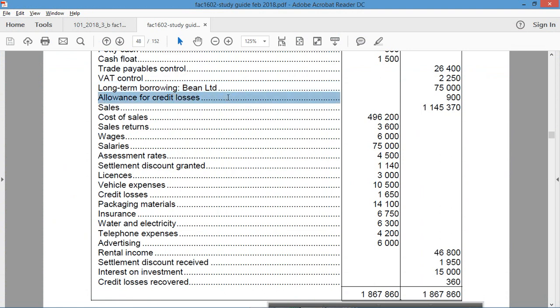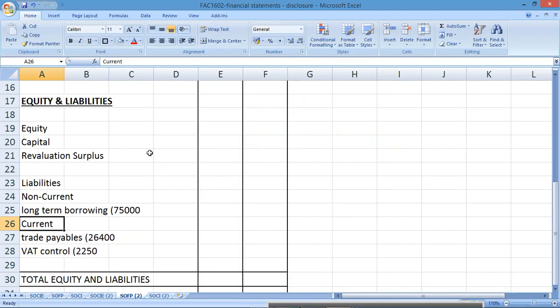Allowance for credit losses. It's a negative asset. Good. Where does it get disclosed? On the credit side of assets. Well, yes, but against which assets? Bank. No, a credit loss wouldn't arise because of the bank. It would be a debtor. So then it'll be trade receivables. So then it'll be minus 900. There we go.